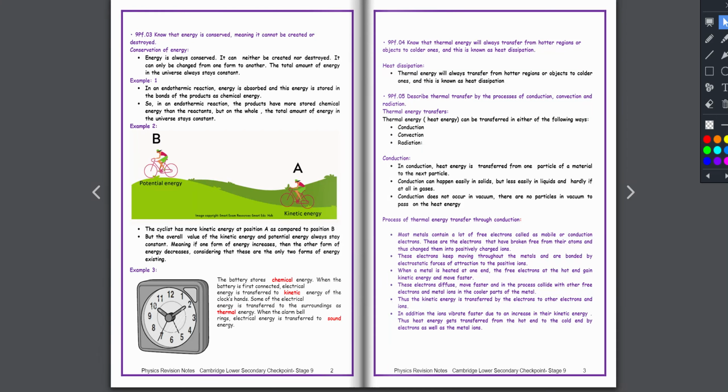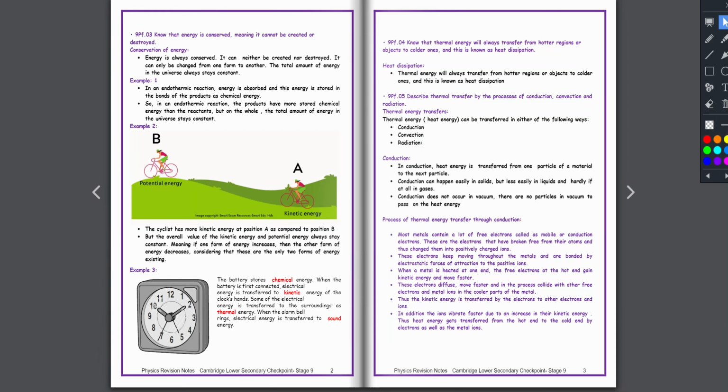So what is happening? Initially she had kinetic energy and potential energy, but when she reached the top, her only energy we can say is potential energy. If she's pedaling again, she'll have potential and kinetic energy. If she is pedaling on level ground only, she'll have kinetic energy. As she goes higher, she'll have both the energies. So energy conversion keeps taking place.